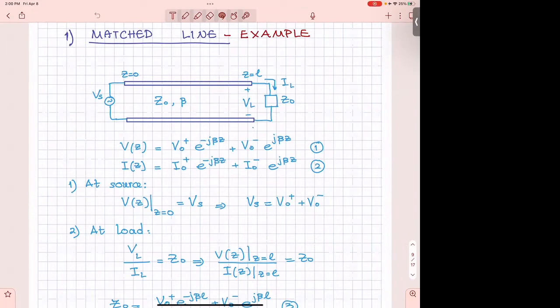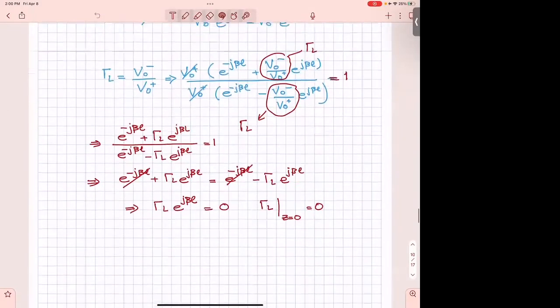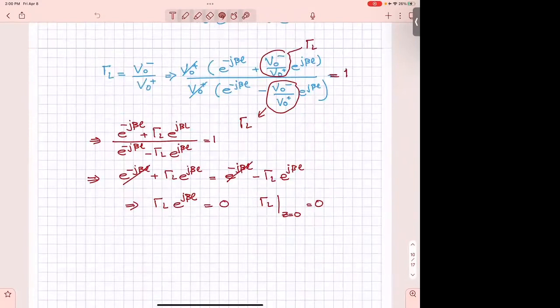In any case, Z naught, the load, becomes equal to the characteristic impedance of the line. We solved this problem, and you have it in your notes in the module, exactly like this. And what did we find? We found, first of all, that everywhere the reflection coefficient on the line is 0. Remember that? So that's why it's called matched. Why is it called matched? Because it does not have a reflection. It does not have a reflected wave, the negative wave.